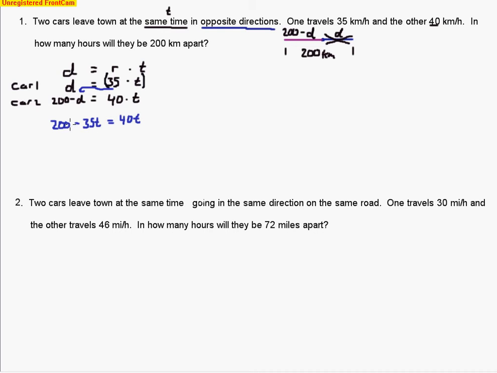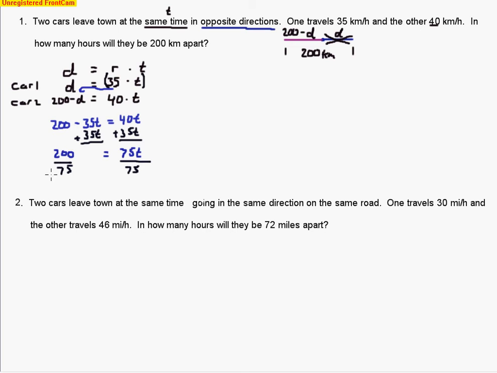From there, we do an opposite operation to get 35T to the other side. So I'm going to add it to both sides. Once I do that, I have 75T equals 200. This is just going to give me the time, and that's what I want. I want to know the time it takes for them to be at that distance of 200 kilometers apart. So I'll divide by the 75 on both sides.